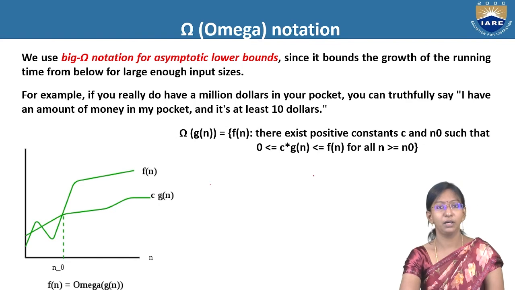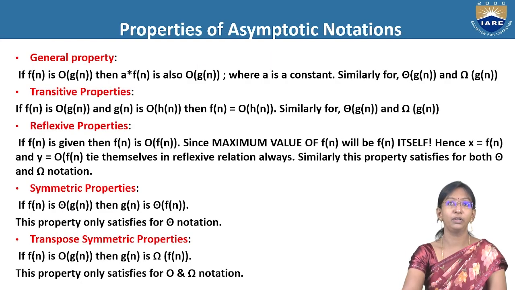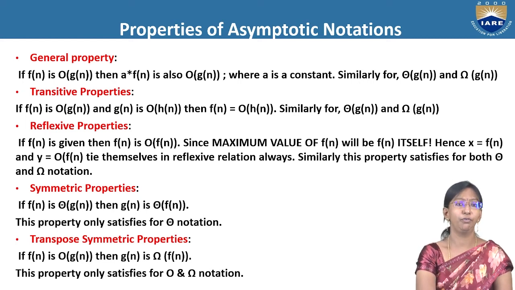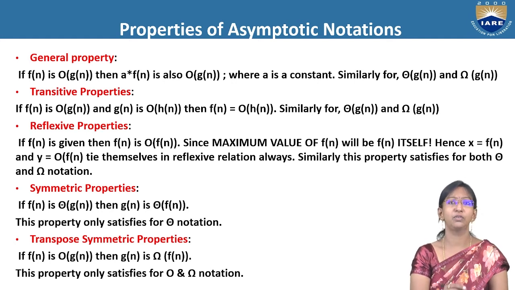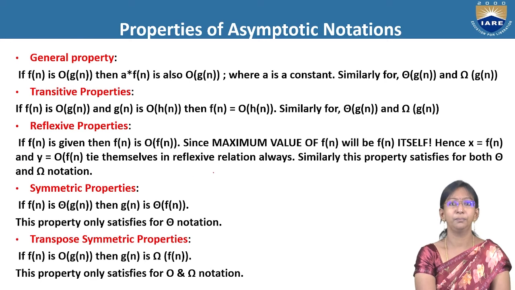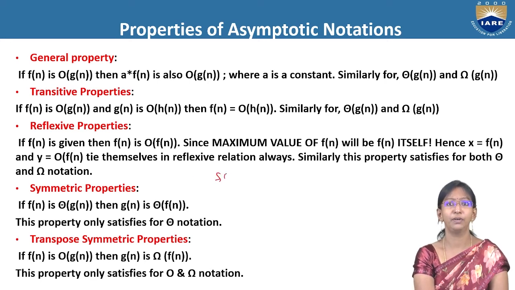Let's go with a few properties of asymptotic notations. The first and basic general property is: if f of n is big O of g of n, then a into f of n is also big O of g of n. Very simple, guys. A small example: if f of n is equal to n square, then big O of f of n will be n square. What if I multiply this function with 7? It will be 7n square. Even for that, big O of f of n will be n square only.